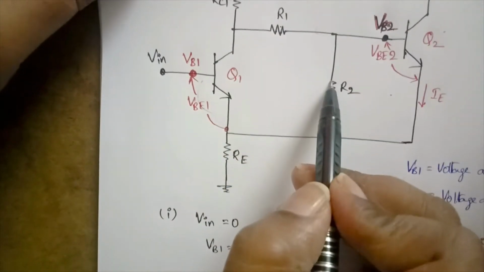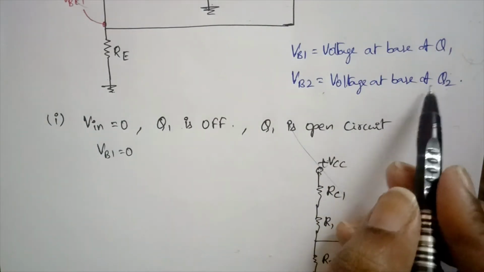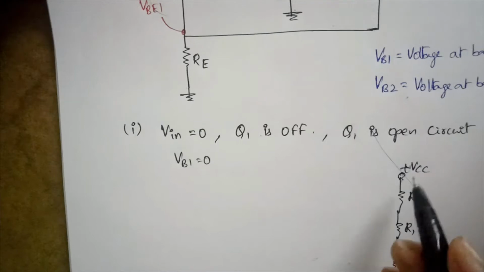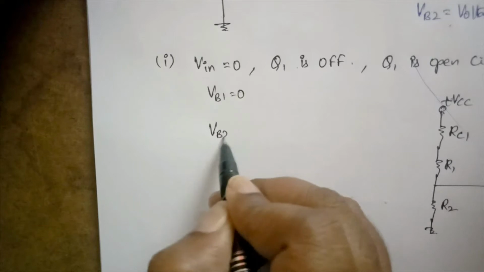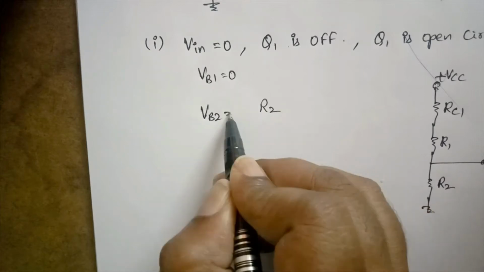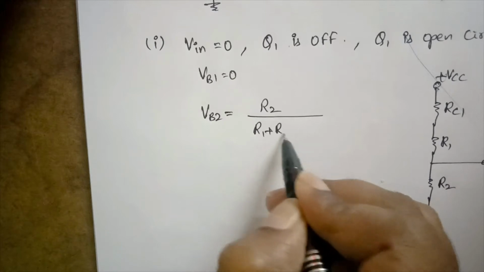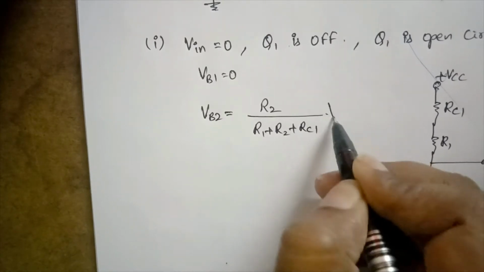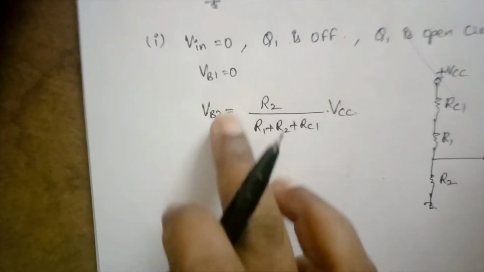In between R1 and R2 we have the point for VB2, which is the voltage at the base of Q2. So what is the VB2 value from this voltage divider network? VB2 is equal to the drop across R2, which is given by R2 divided by the total resistance R1 plus R2 plus RC1, into VCC. So we are getting some potential here.